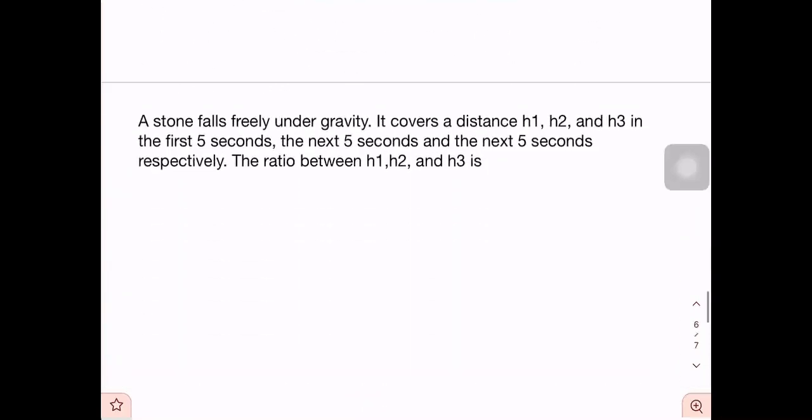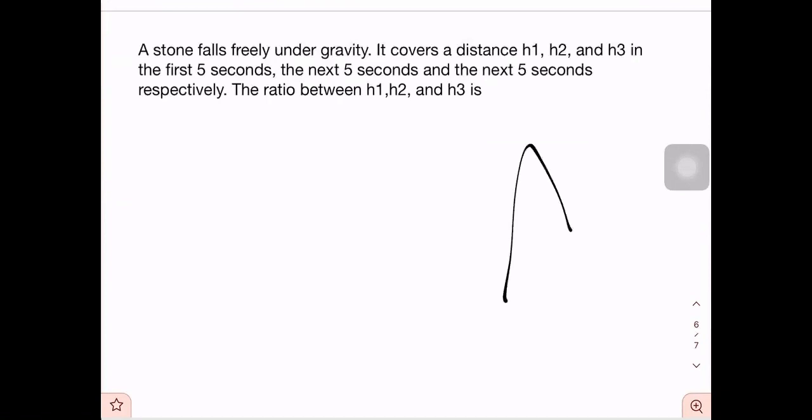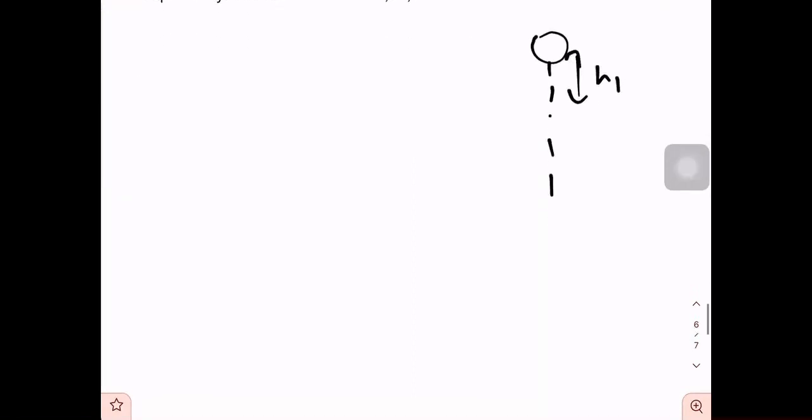So here is a problem including this law: a stone falls freely under gravity. It covers distances h1, h2, and h3 in the first 5 seconds, the next 5 seconds, and the next 5 seconds, respectively. The ratio between h1, h2, and h3 is? So we're given that it's linear. Every 5 seconds, the distance is h1 for the first 5 seconds, h2 for the next 5 seconds, and h3 for the final 5 seconds.